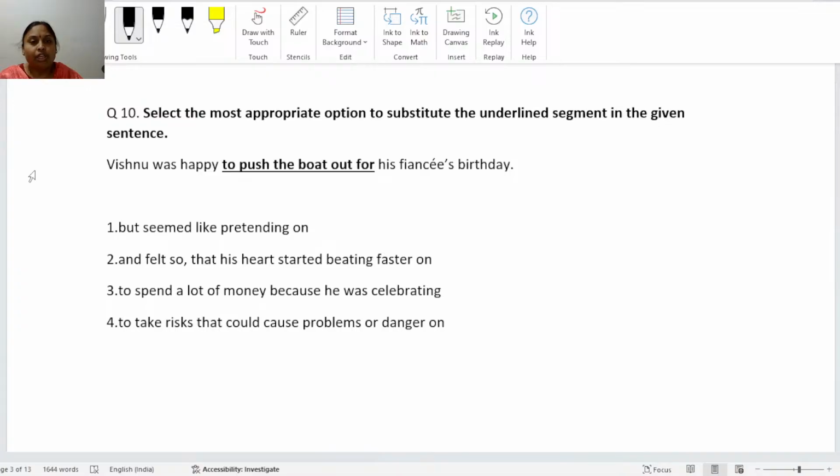Vishnu was happy to push the boat out for his fiance's birthday. So here first of all we are supposed to know what is the meaning of push the boat out for. So this means spending a lot of money. Spend a lot of money.